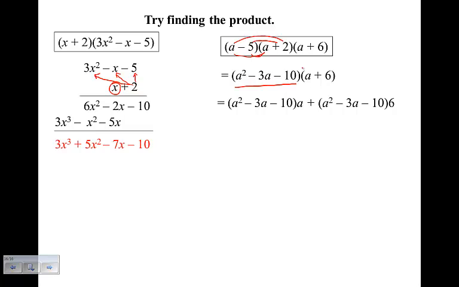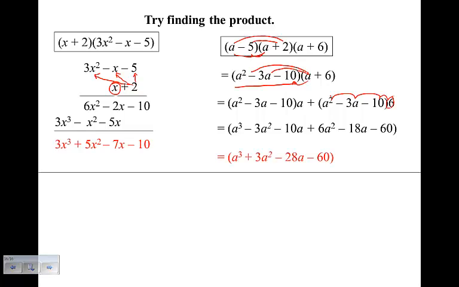Okay, you put that a into everything. So the a is going into this, and then into this one. And then the 6 is also over here. 6 is going into all of these as well. Okay? And that's what you should have come up with. Put like terms together and you get an answer.